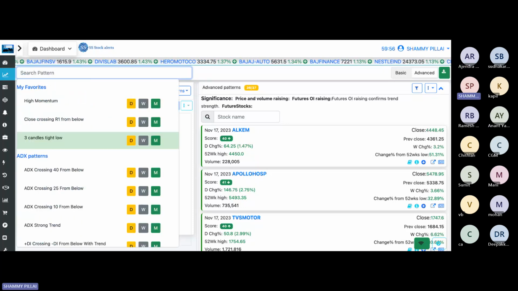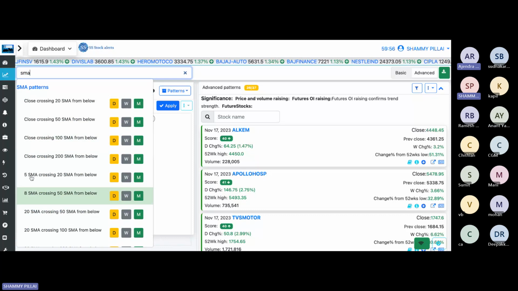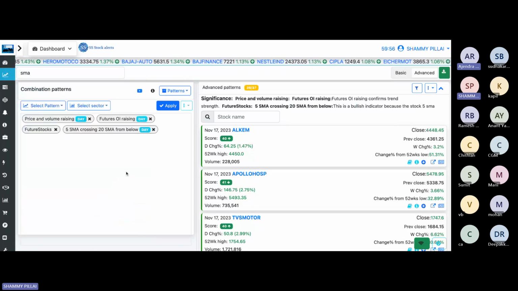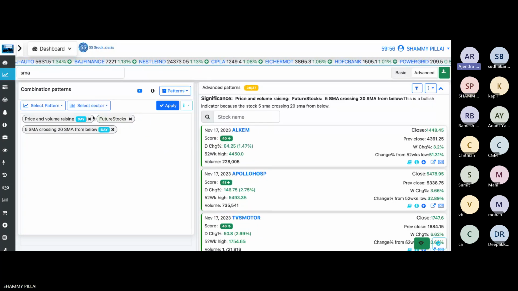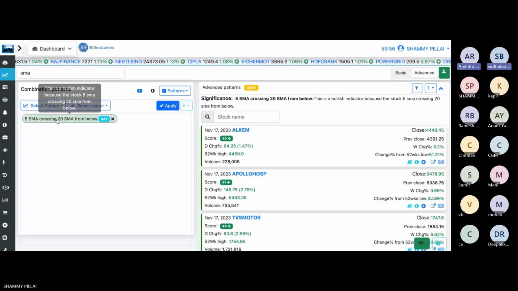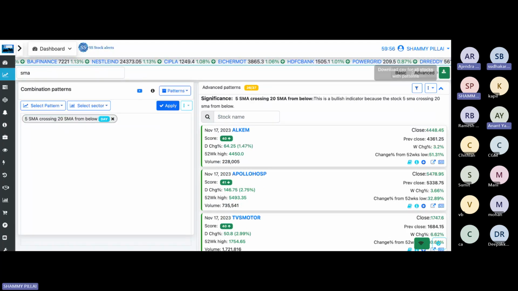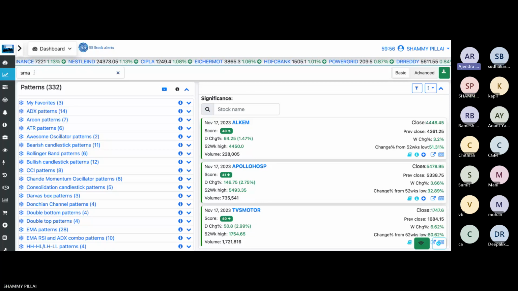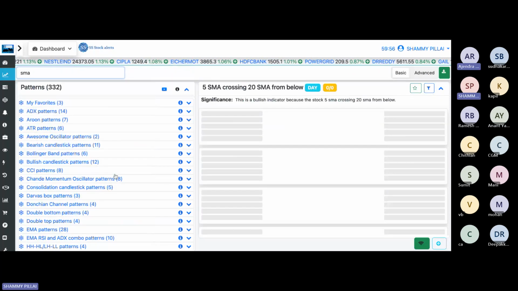Which scan? 20 crossing 50. This one. So 5 SMA, no? 5 crossing 20. Okay. Click any one of these. Just open one chart. I can just click on basic at the top. Yes. Okay, and click on it.